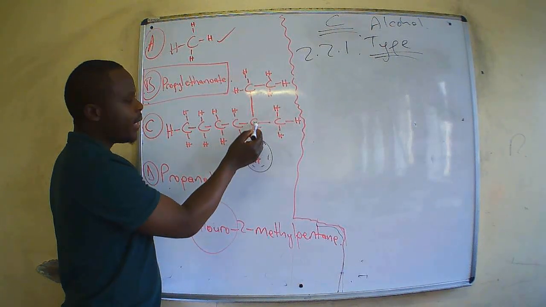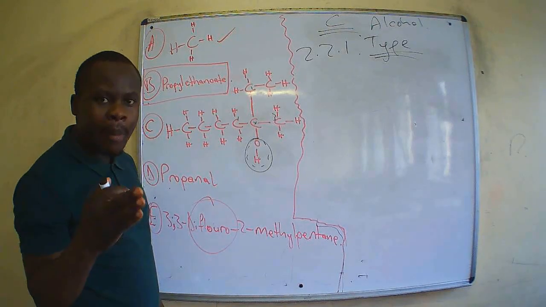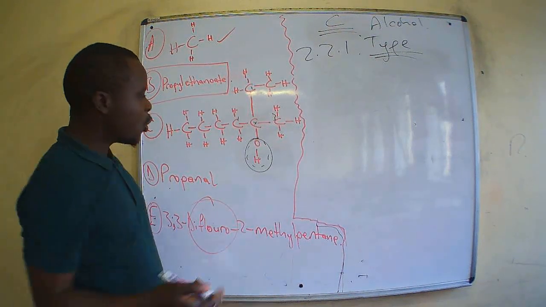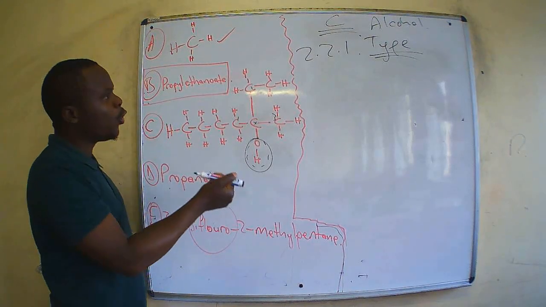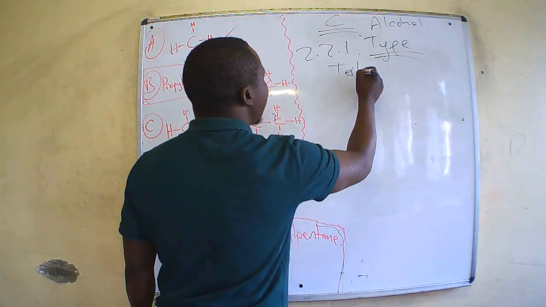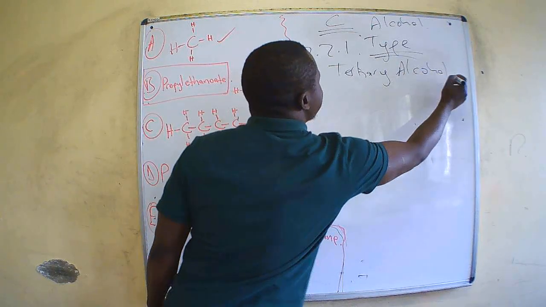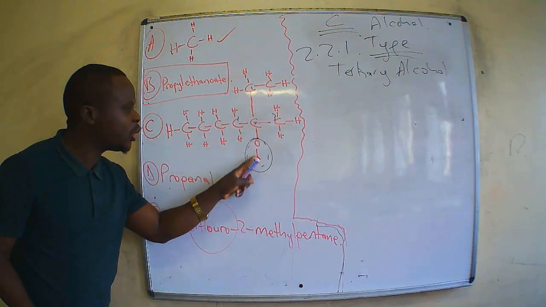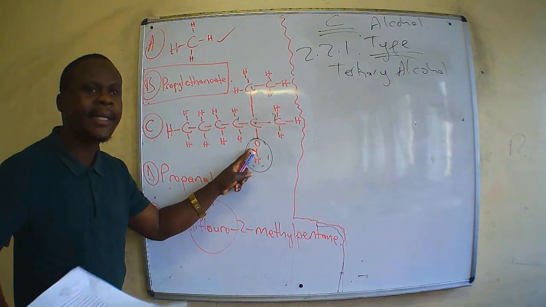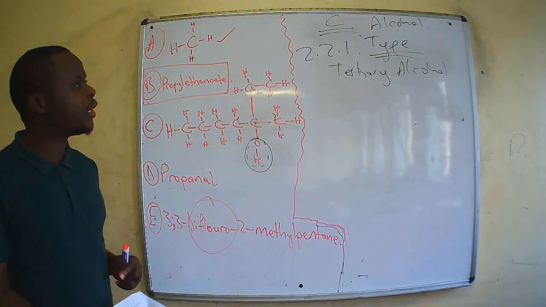Now this carbon is surrounded by 1, 2, 3 other carbons directly. So that makes this molecule a tertiary alcohol. It's a tertiary alcohol. Why? Because the carbon that is carrying the functional group is surrounded directly by 1, 2, 3 other carbon atoms.